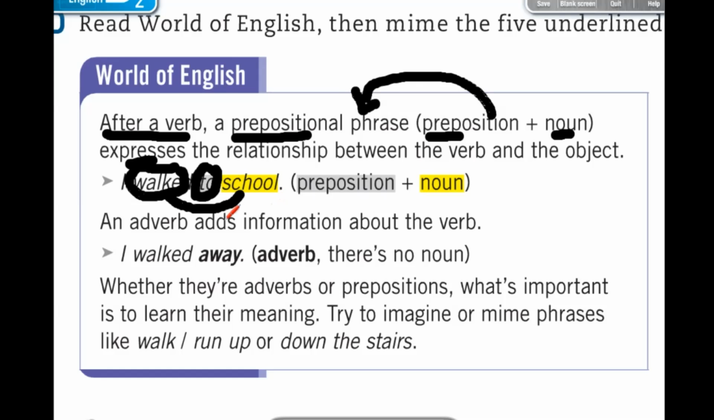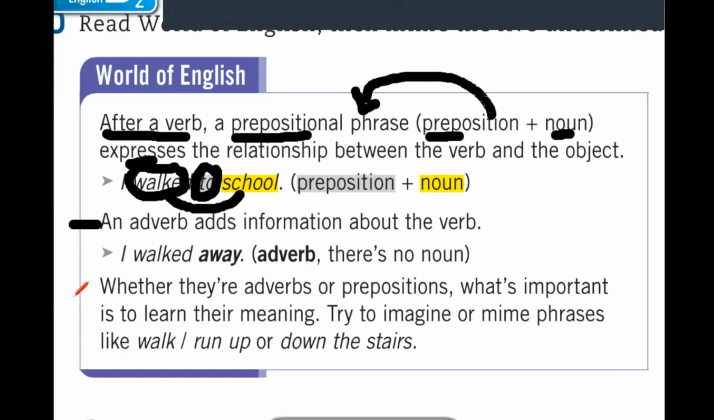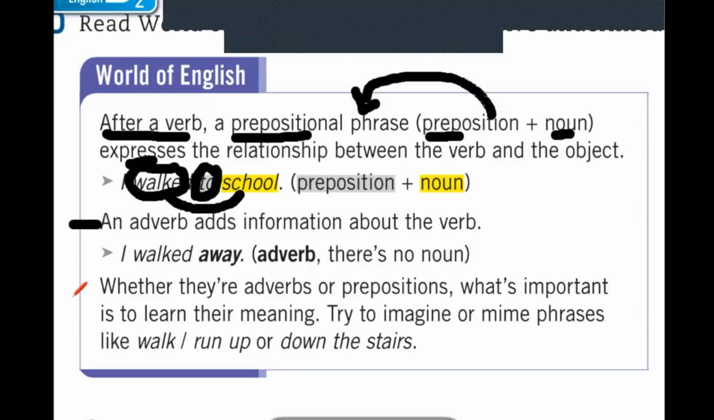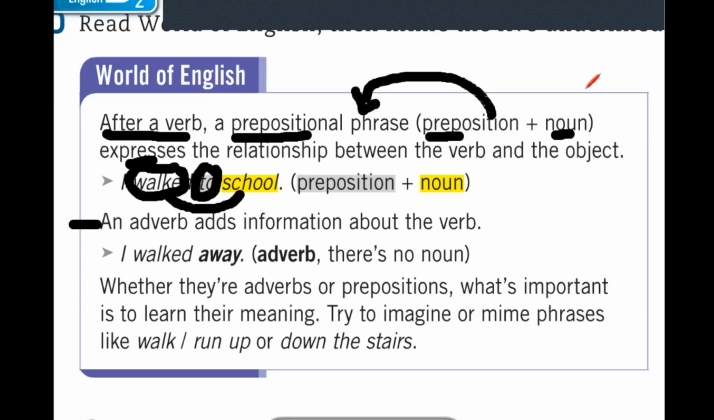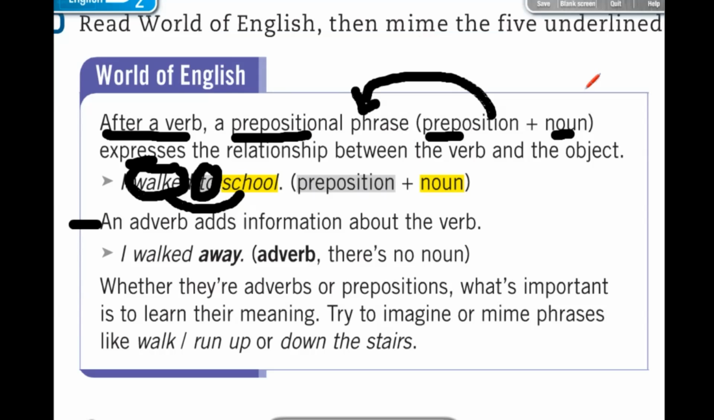Okay. So then let's move to the next point. Another volunteer, please, to read. Me, teacher. Okay, please. An adverb adds information about the verb. I walked away. Adverb, there's no noun. Whether they're adverbs or prepositions, what's important is to learn their meaning. Try to imagine or mime phrases like I walk, I run up or down the stairs. Thank you so much.